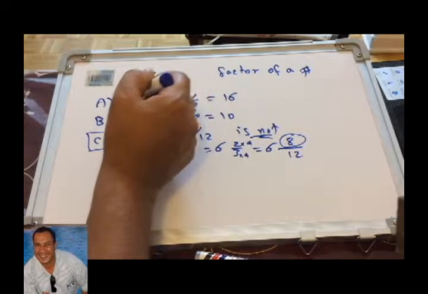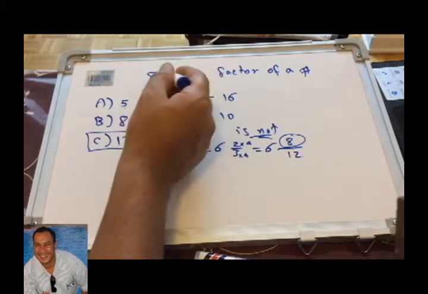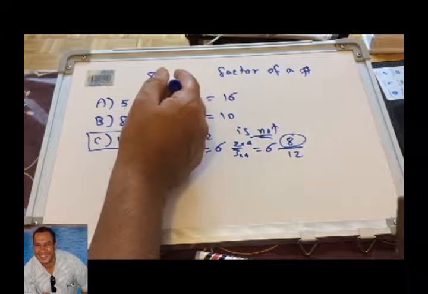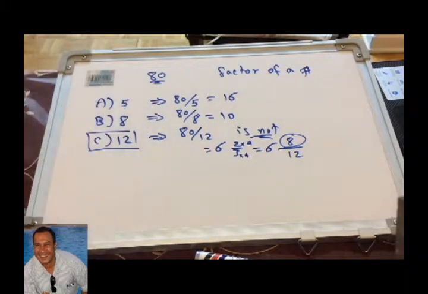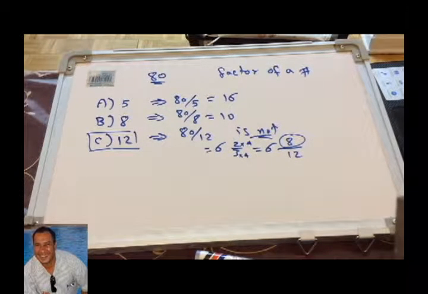If 80 is divisible by 5, we say that 5 is a factor of 80. If 80 is divisible by 8, we say that 8 is a factor of 80. So, which number is not a factor of 80? The result is 12. The answer is 12.